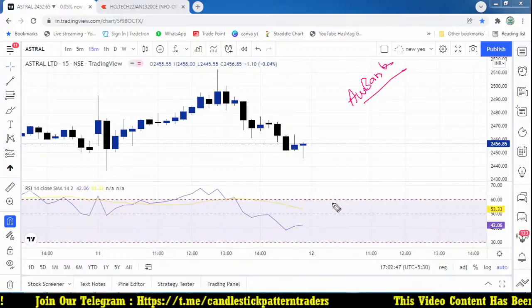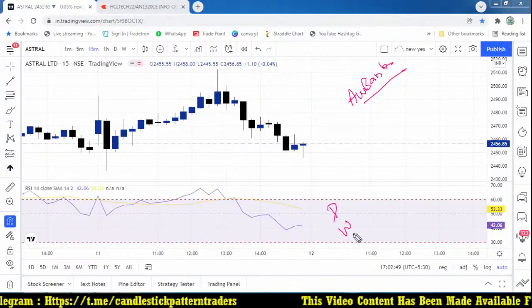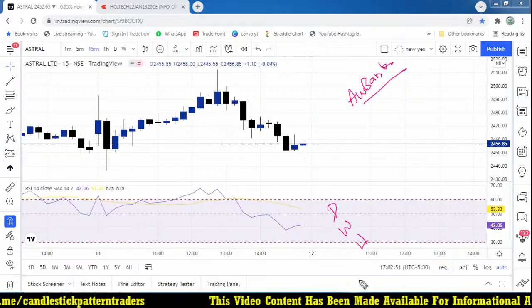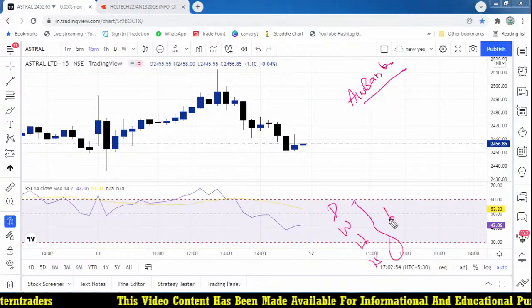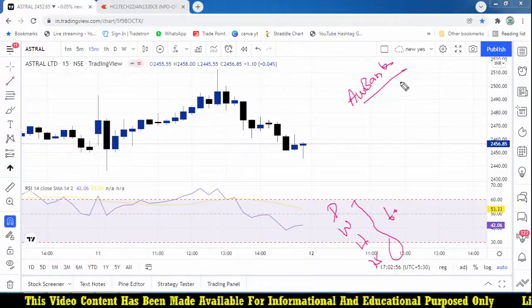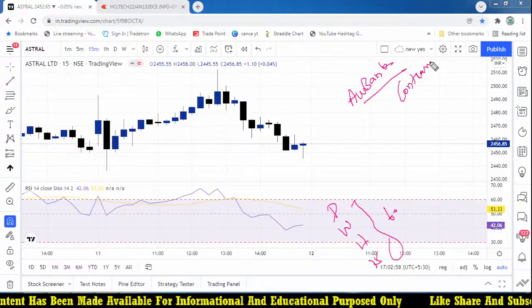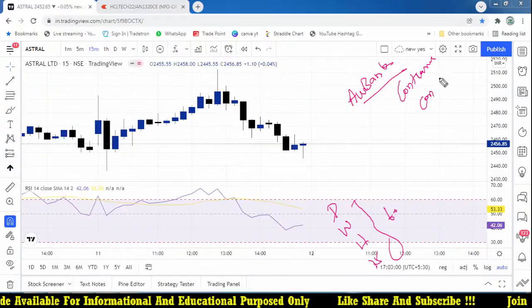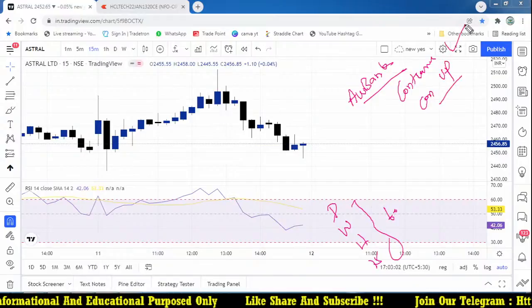So there the condition is same. Daily, weekly, hourly, 15 minutes. All the time frame RSI is above 60. But this stock continues the trend. Okay, it went up. So it continues the trend.